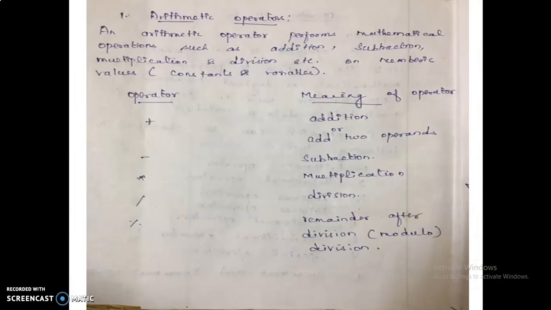The first one is the arithmetic operators. Here I am going to explain up to the assignment operator. The remaining operators I will explain in my further classes. Arithmetic operators perform mathematical operations such as addition, subtraction, multiplication and division, etc. on numeric values, constants, and variables.